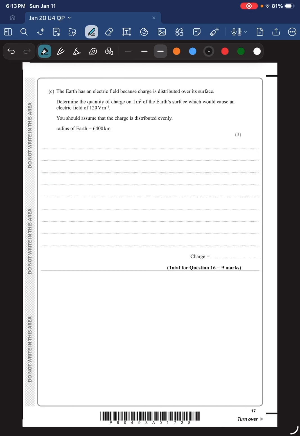Part C, the Earth has an electric field because charge is distributed over its surface. Determine the quantity of charge on 1 square meter on the Earth's surface, which would cause an electric field of 120 volts per meter. You should assume that the charge is distributed evenly, okay? So the best way to think about it is to think of the Earth, okay? And the radius of the Earth, okay? So this is a sphere. What's the electric field of a sphere? Q over 4 pi r squared, right?